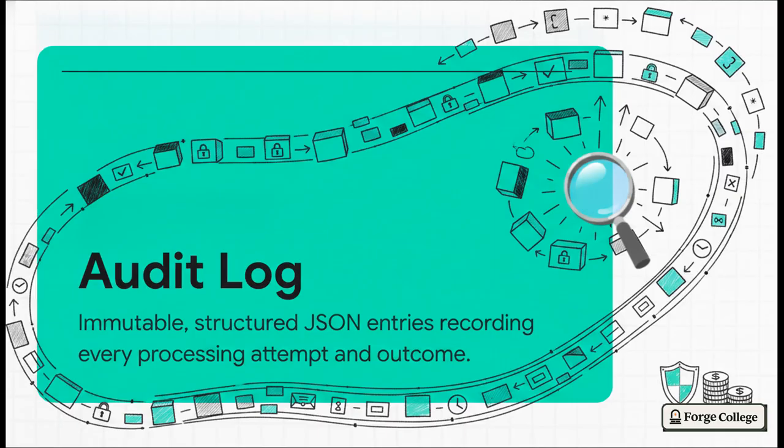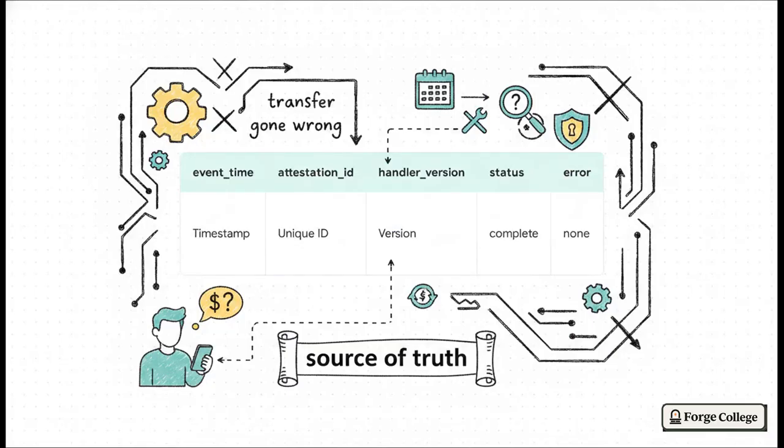It is a massive, non-negotiable business requirement for compliance, especially when you start dealing with merchant payment flows and real-world assets. To reconstruct exactly what happened when a transfer goes wrong, we need these critical fields. Event time tells us when it happened. Attestation ID tells us what was actually being transferred. The handler version is crucial, like did the code change yesterday? And then the status and the exact error message complete the puzzle. Because if a merchant calls you asking where their USDC is, this structured record is your ultimate source of truth.